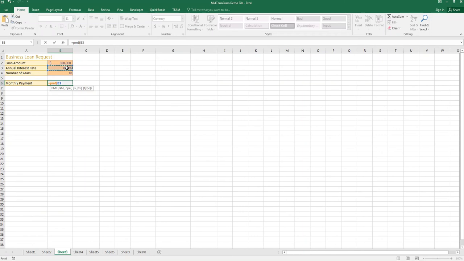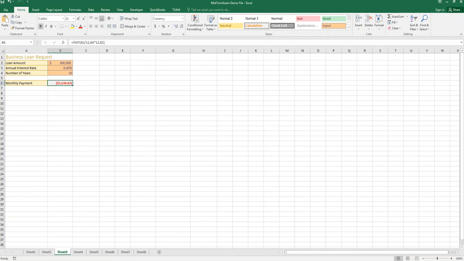Okay, and our rate is the 8%, but because we're calculating monthly payments, we need to divide that by 12. NPER is the total number of periods in the loan, so that would be the 10 years times 12 because we're doing monthly payments. And then the present value is the $300,000. So we get that payment of just over $3,600.